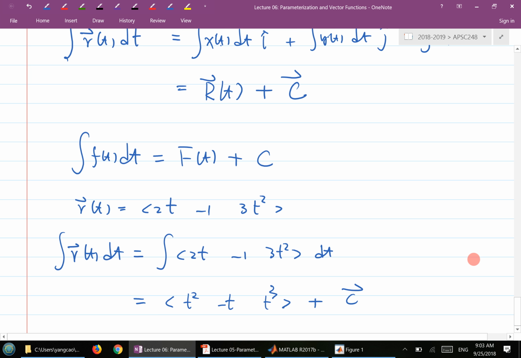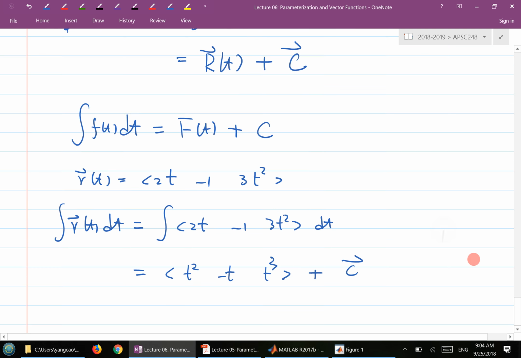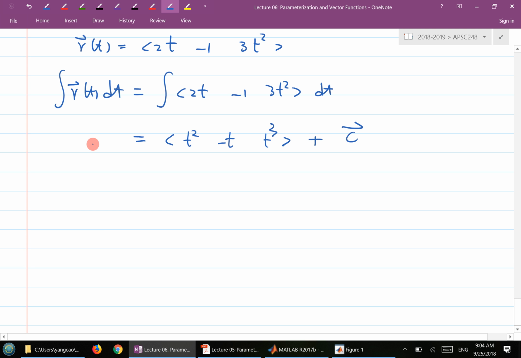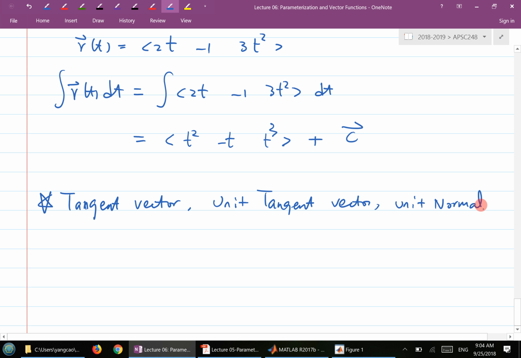And essentially, that's all about the simple derivatives and integrals for vector functions. But I do want to mention a couple of important ones here. Actually, a couple of them we already covered: the tangent vector, the unit tangent, and then the unit normal. So I'll explain what these mean.